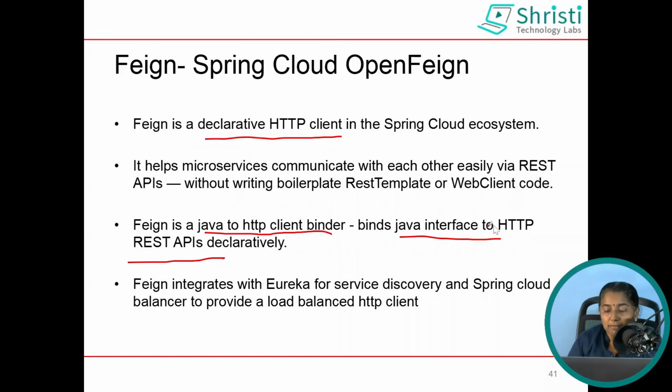It binds Java interface to HTTP REST APIs declaratively. The implementation will be taken care during the runtime. Okay. Feign can integrate with Eureka for service discovery when you are working in a microservice based application, and Spring Cloud Load Balancer if you want a load balanced HTTP client. We will understand about this in the upcoming slide in detail.